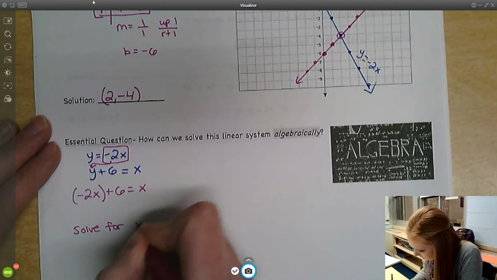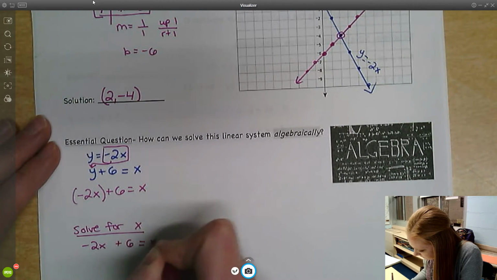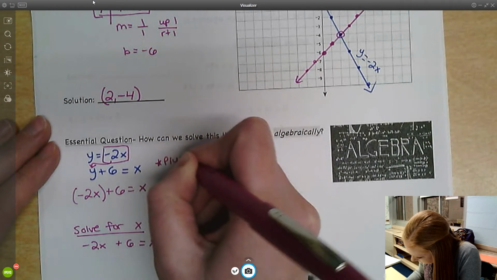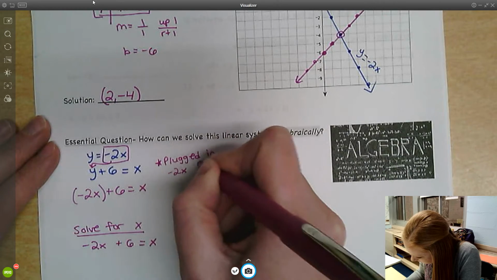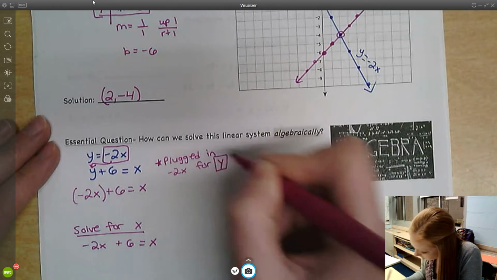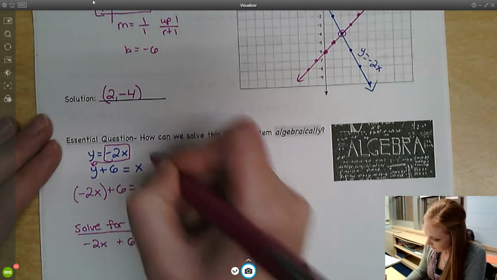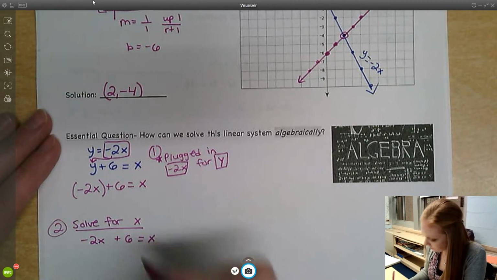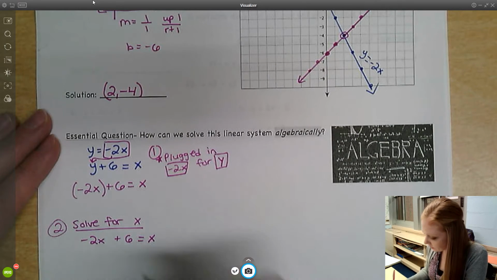So now we're going to solve for x. So I'm going to rewrite my equation. Right, so over here we plugged in -2x for y. That was our first step. Now our second step, we're going to solve for x. All right, so we have x's on both sides. We need to get them all on one side.